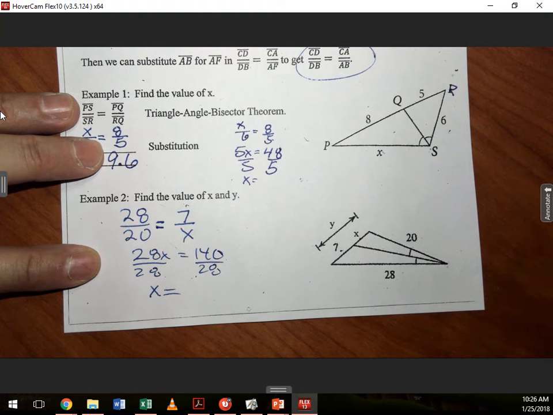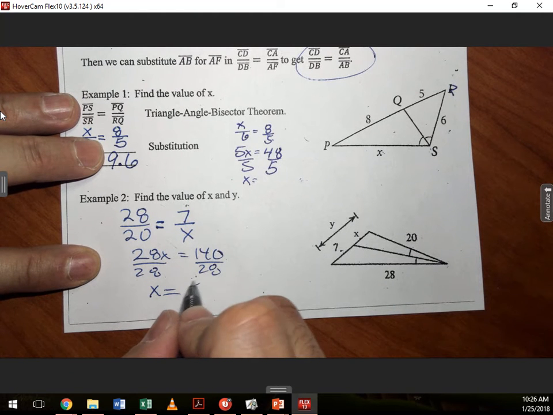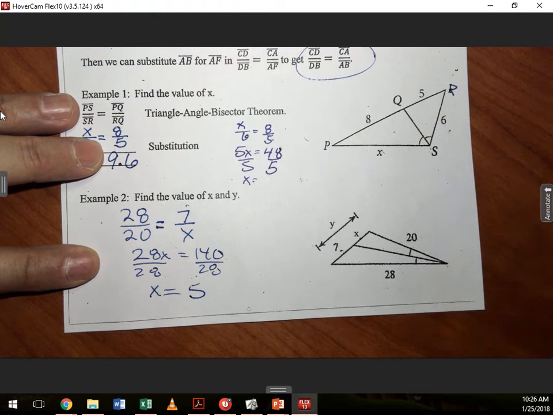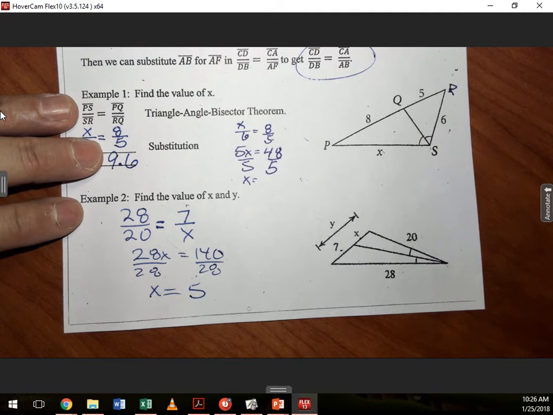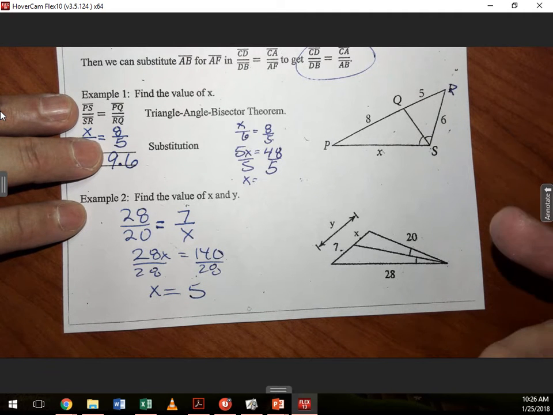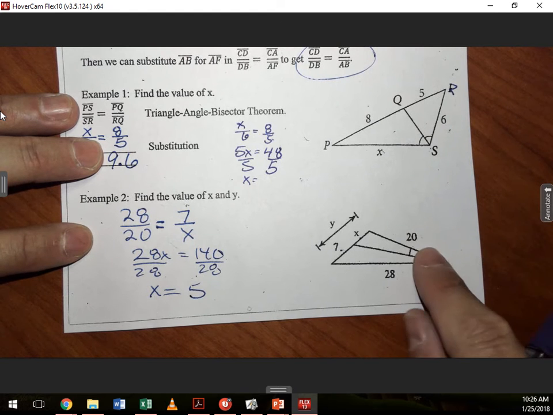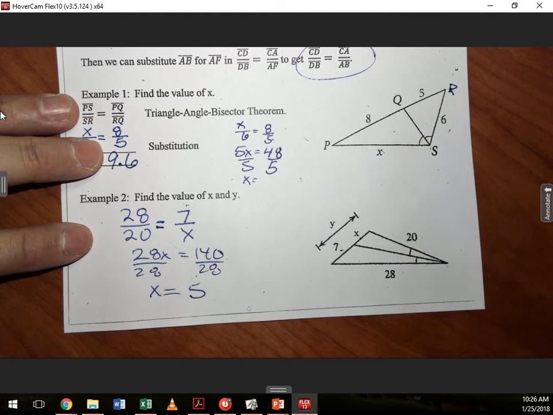X is what? 5. Yeah. Very good. Just making sure. So if I say things with the question mark, you know, people are like, what? Okay, anyway. So if I wanted to solve for y, Chris, what would I do to solve for y? Plug in X. Plug in x. So x is 5. So what is y?